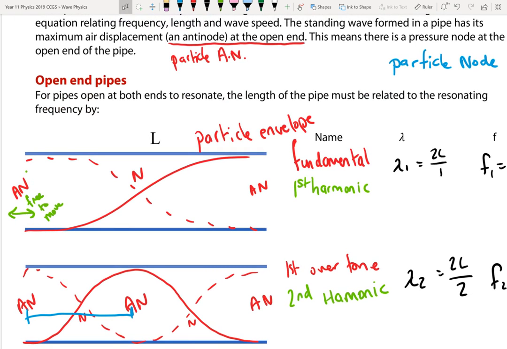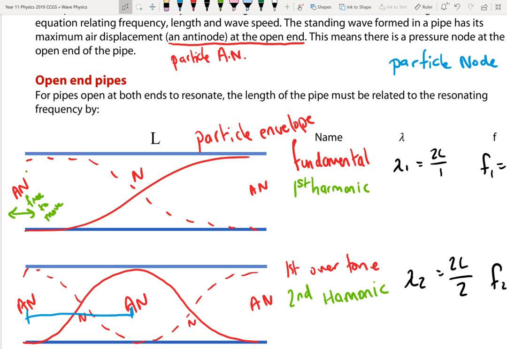Okay? Let's go to the opposite. In the middle here, this is a particle node. What that means is that one pressure wave is trying to push it that way, and one pressure wave is trying to push it the other way. All right? And so this poor little particle is getting pushed and pushed equal and opposite amounts in equal and opposite directions, and so it's stationary. And so that is a pressure antinode.